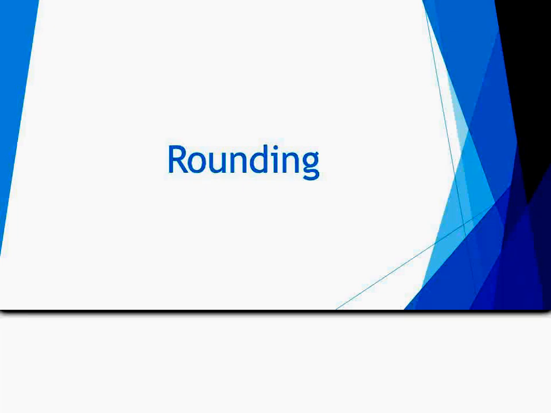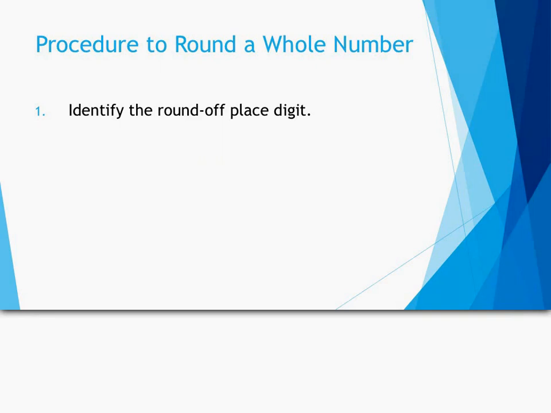In this lesson, we are going to talk about rounding of whole numbers. The procedure to round a whole number: the first step is to identify the round-off place digit. What I mean by the round-off place digit is, what place are you wanting to round off to?